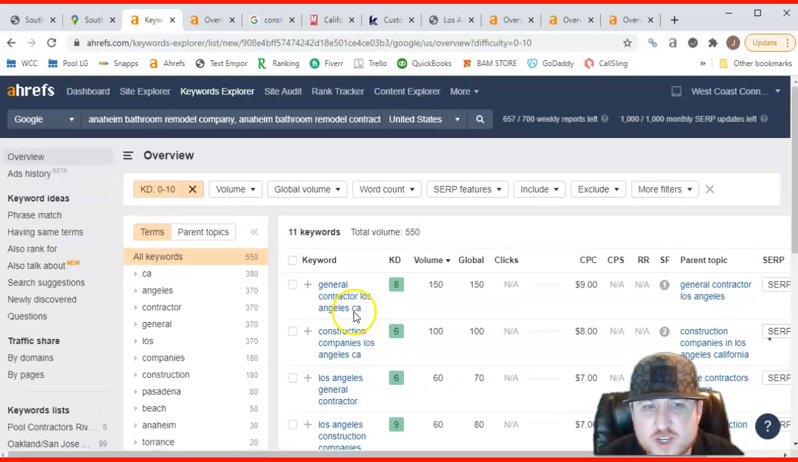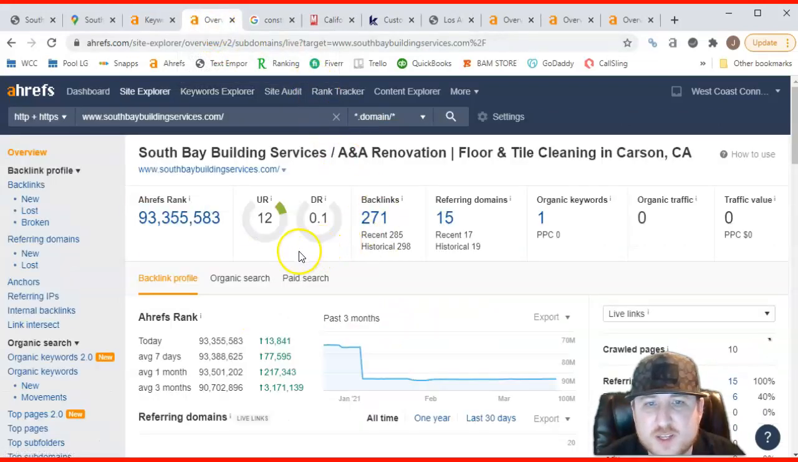So these are just contractors. I'm not sure you offer a lot of services, so I'm not sure what your favorite service is or what brings you the most money. You'd probably want to target those, but these are just to give you an idea.